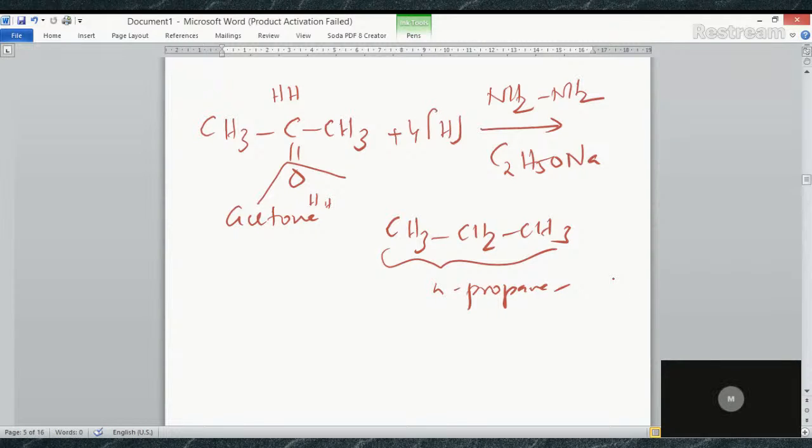It is also a most important named reaction. One is Clemmensen reduction, the other is Wolff-Kishner reduction. In the Clemmensen reduction, the reagent used is zinc amalgam and concentrated HCl. And in the Wolff-Kishner reduction, the reagent used is hydrazine and sodium ethoxide. That's all.